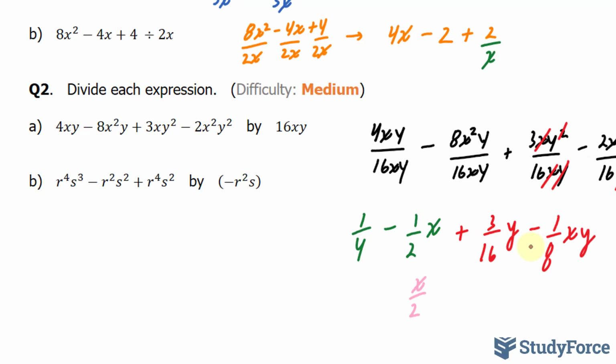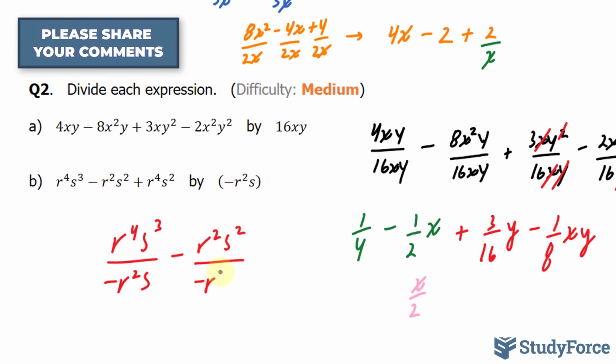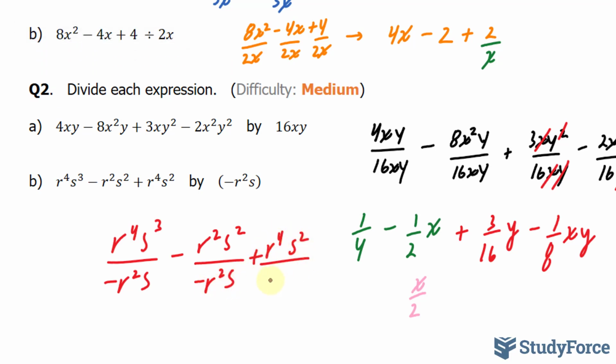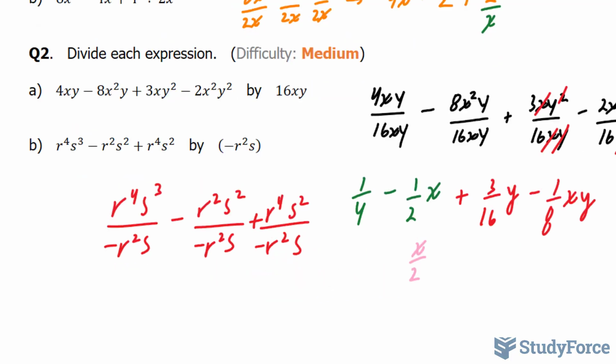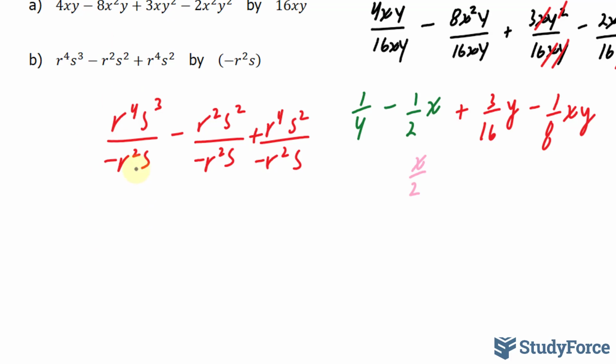In question B, which serves as the last question in this video, we have r to the power of 4 s to the power of 3 over negative r squared s minus r squared s squared over negative r squared s plus r to the power of 4 s to the power of 2 over negative r squared s. Starting with the first term, we have 4 r's up here. This becomes a 2, and we have 2 here. This becomes nothing. So this cancels out. One of these cancels out with this s, leaving us with negative r squared s squared.